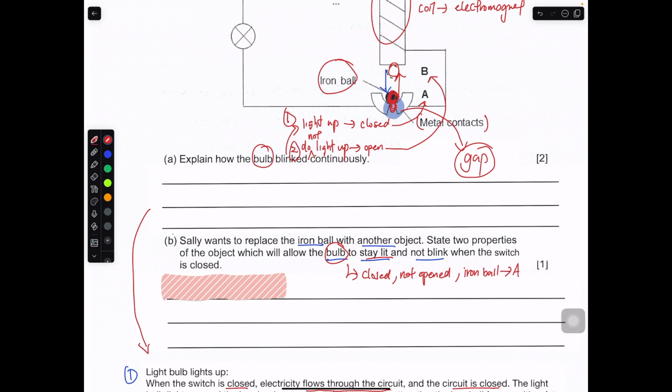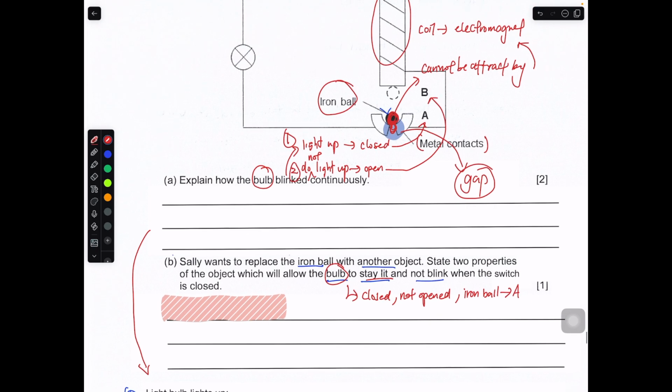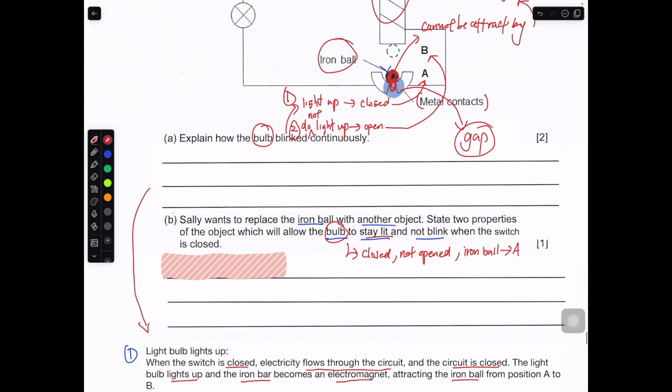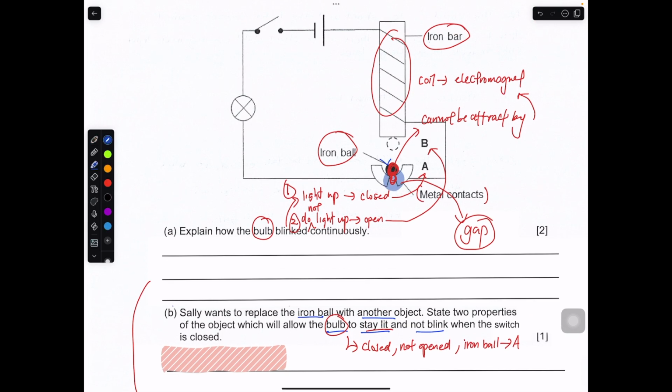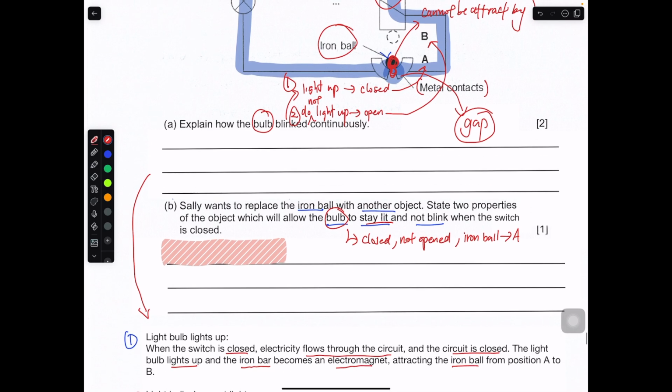So for this to happen, the iron ball cannot be attracted by the electromagnet. So what kind of ball will not be attracted by the electromagnet, yet can still conduct electricity, because you still want it to conduct electricity. On this part, you still want it to flow through the ball itself, okay, to close the entire circuit. So number one, it must be a conductor. Number two, it cannot be a magnetic material.